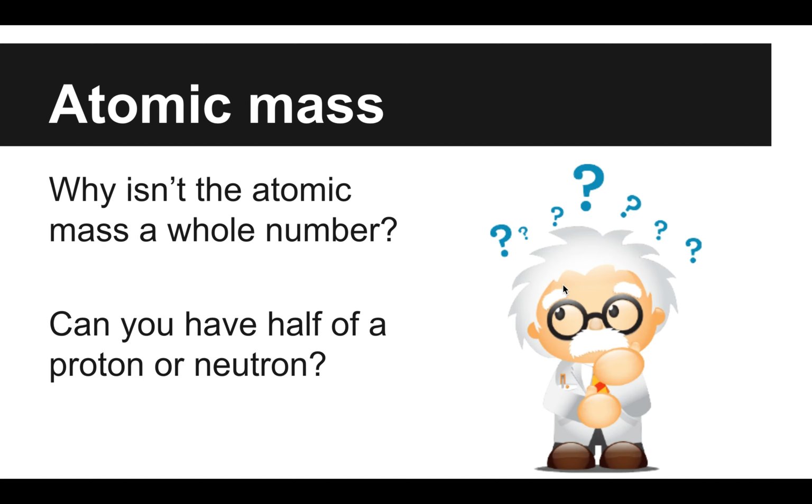Okay, so the next thing that I wanted to talk about is the atomic mass. So we had a question about this today in class. Why isn't the atomic mass a whole number? Can we have half a proton or half a neutron? Well, no, we can't actually. So at least not in terms of protons and neutrons. So why isn't the atomic mass a whole number?